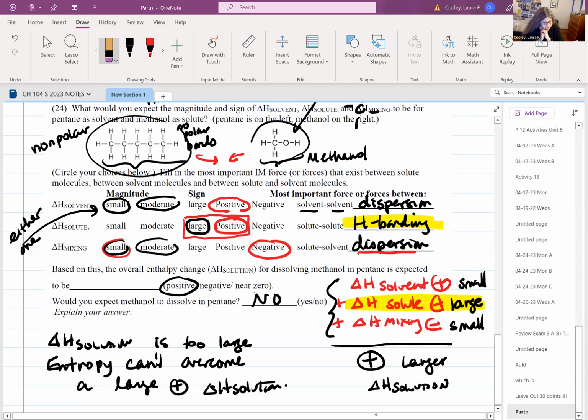What else? So delta H just means change in enthalpy, correct? Sorry? Delta H is change in enthalpy? Yes. Okay.